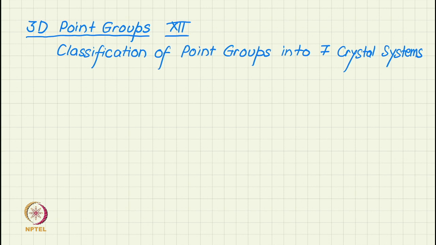So, in the previous videos we developed 32 three-dimensional point groups. Now, there are different ways of classifying these point groups into different classes. One very common classification is the 7 crystal systems. So, 7 crystal systems are nothing but 7 different types of point group, and what is used as a basis for this classification.